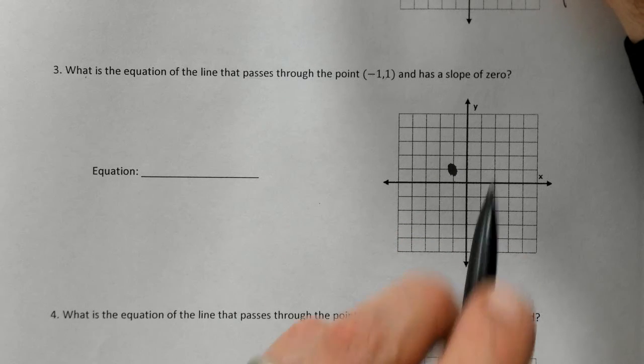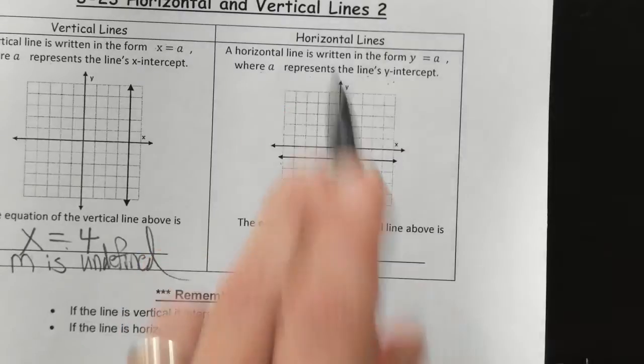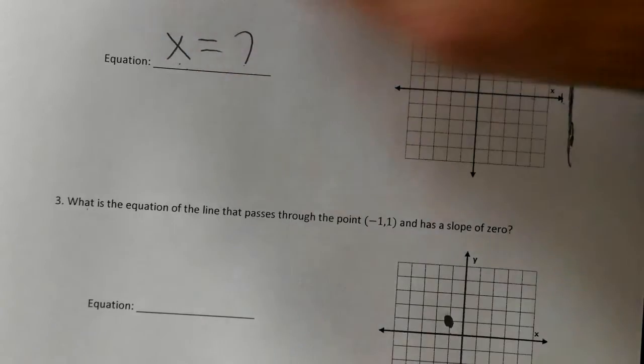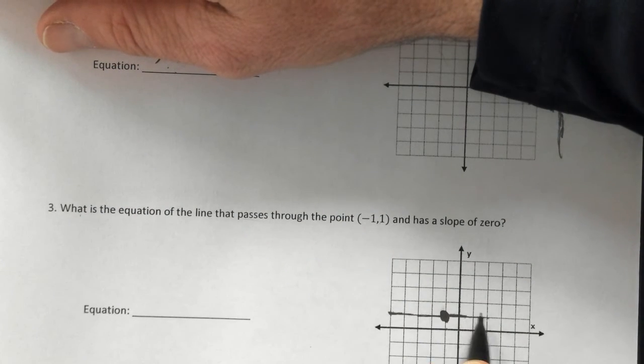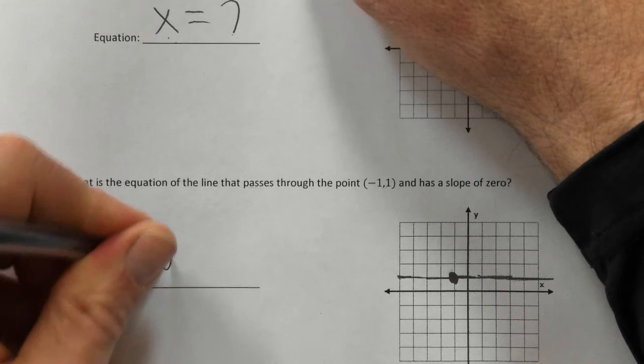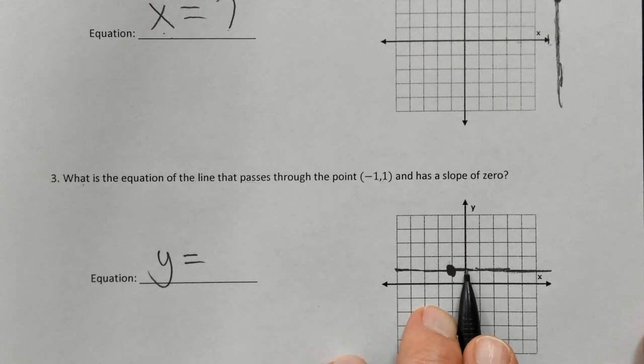And so now it has a slope of 0. Well, remember, if the slope is 0, then you have yourself a horizontal line. So we're going to have a horizontal line going across here through this point. And then we also know, since the line is horizontal, it's going to be y equals something. All right? So it's going to be y equals wherever that line crosses the y-axis.